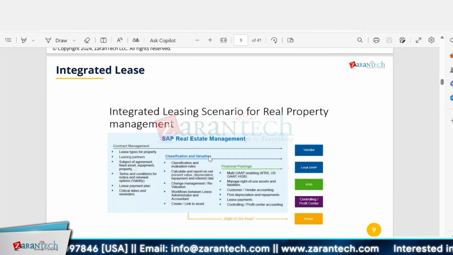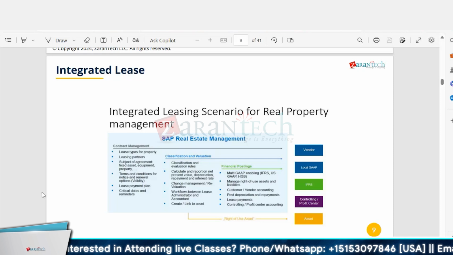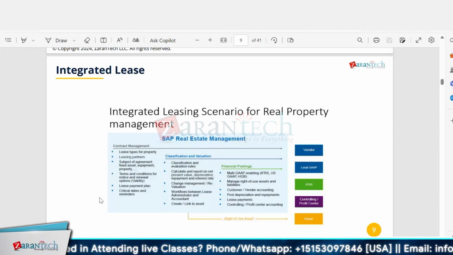Integrated leasing scenario for real estate property management. SAP real estate management, contract management, lease type for property, leasing apartment, subject of agreement, fixed asset, equipment, property, etc. Terms and conditions for notice and renewal options, lease payment plan, critical dates and reminder.